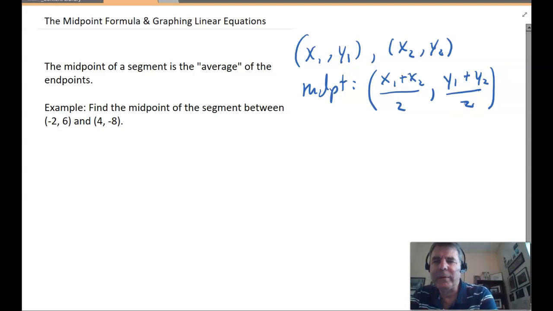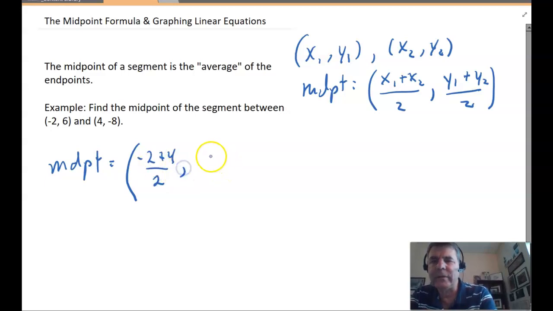So let's find the midpoint of the segment between these 2 points. The x-coordinate of my midpoint is going to be -2 plus 4 divided by 2. And the y-coordinate of my midpoint is 6 plus -8 divided by 2. If I simplify that, I get 2 over 2, which is 1, and -2 over 2, which is -1.